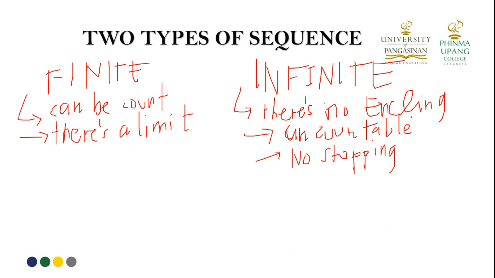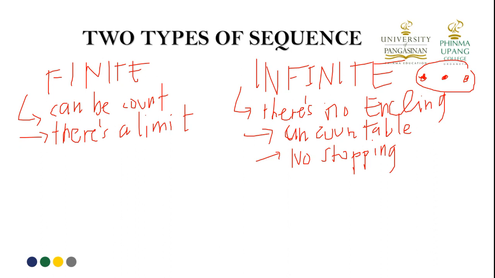And the symbol for infinite could be an ellipsis. Nabanggit nyo kanina, ellipsis. Meaning yan, and so on and so forth, or infinity. Okay, finite and infinite. Thank you for sharing your answers. Now, can you give me an example, yung mismong numbers? Anyone from the class?